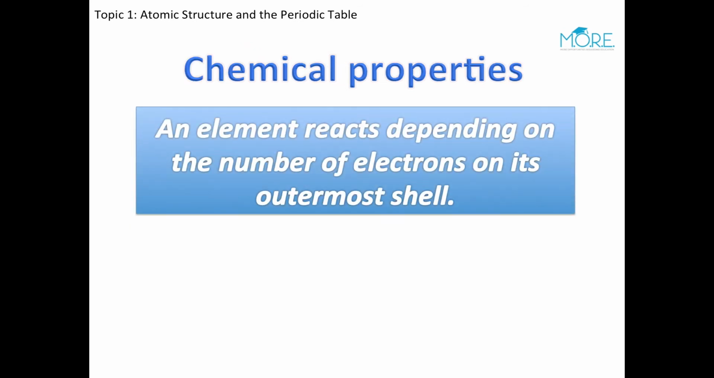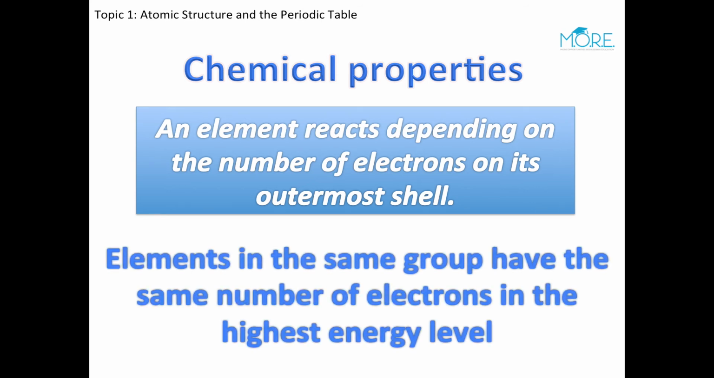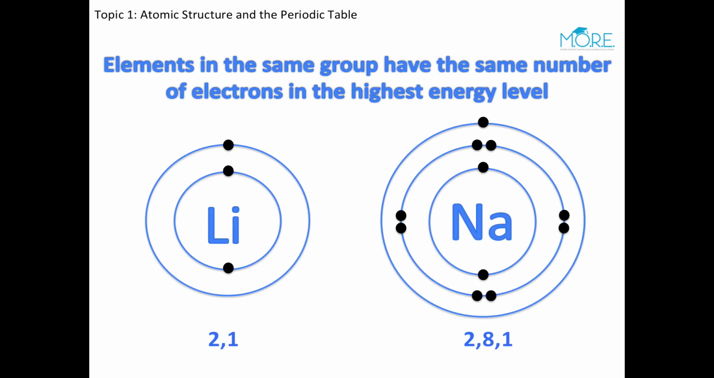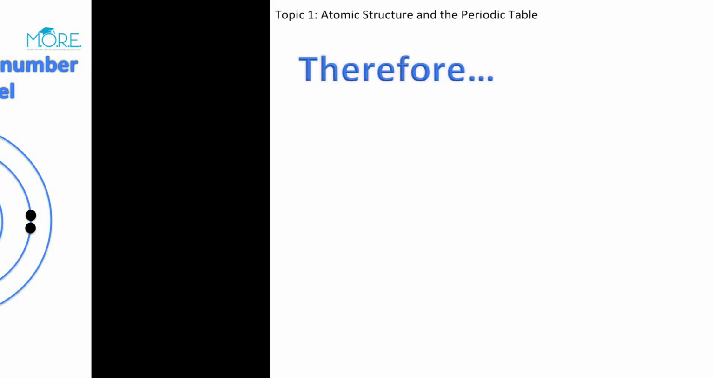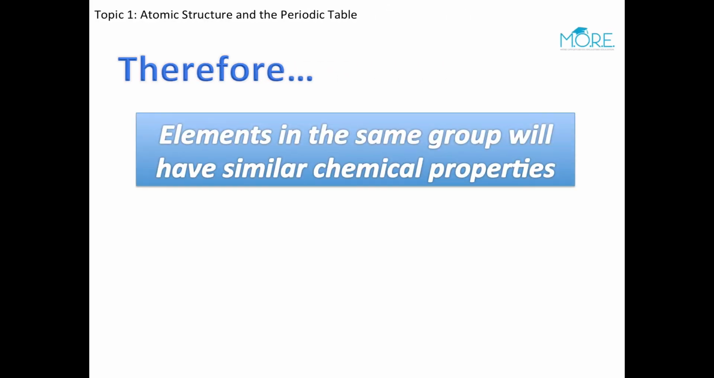Chemical properties. An element reacts depending on the number of electrons on its outermost shell. Elements in the same group have the same number of electrons in the highest energy level. So here we have lithium and sodium. Both elements have got 1 at the end of their electron configuration, meaning that their outermost shell has got 1 electron. Therefore, elements in the same group will have similar chemical properties.